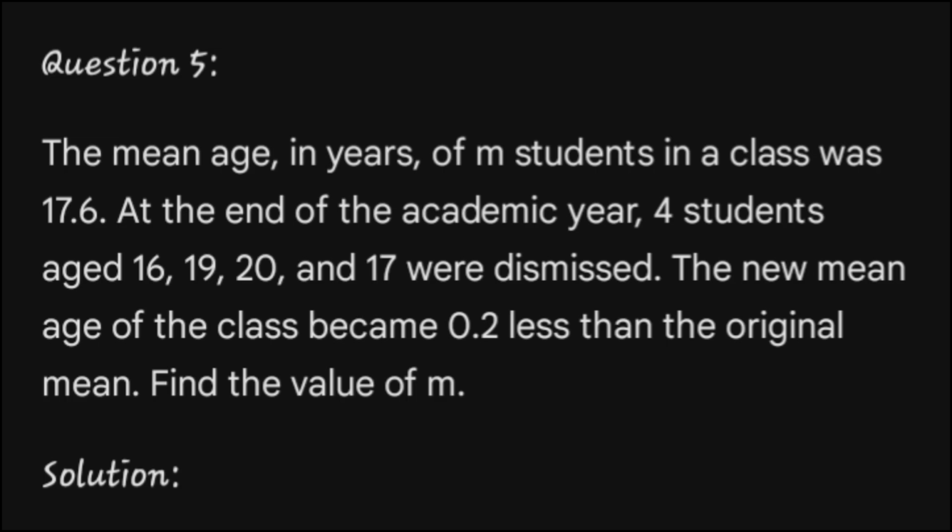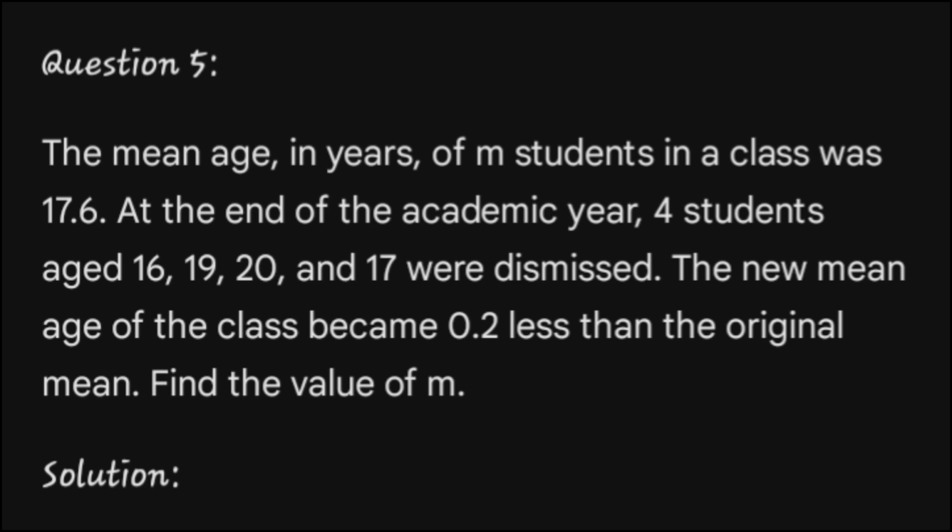Question 5. The mean age in years of students in a class was 17.6. At the end of the academic year, 4 students aged 16, 19, 20, and 17 were dismissed. The new mean age of the class became 0.2 less than the original mean. Find the value of M.